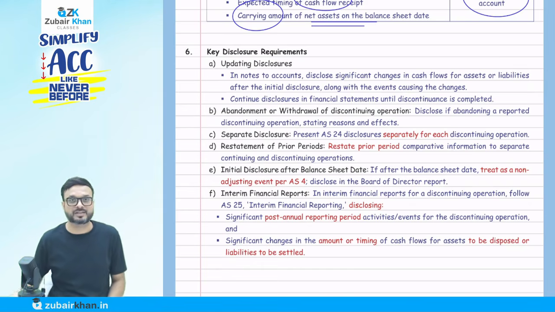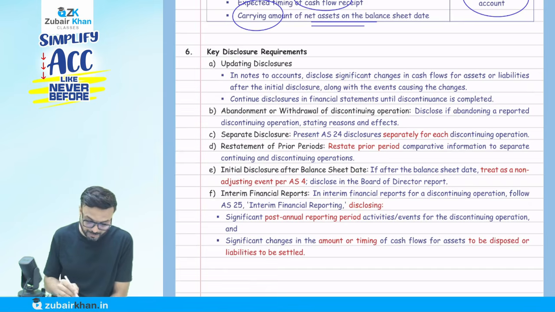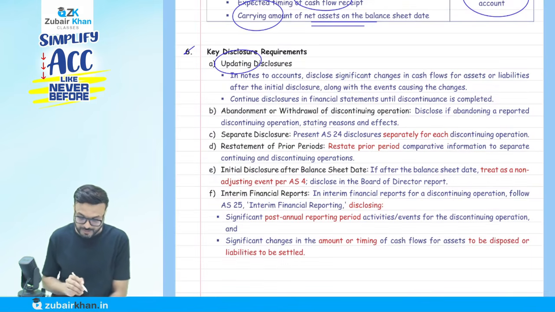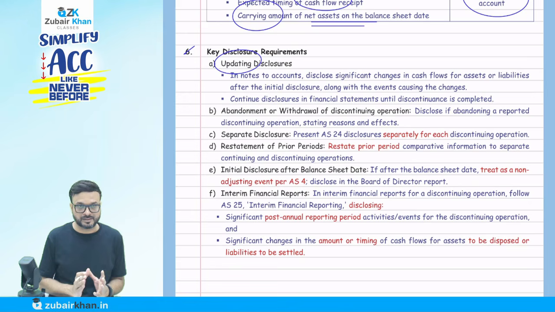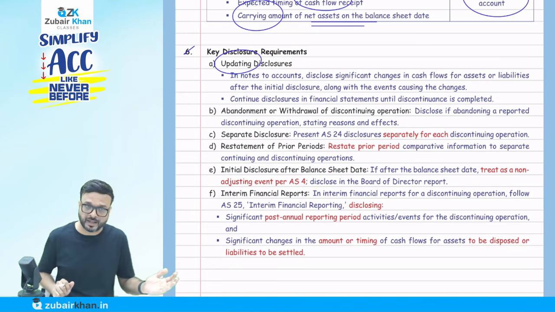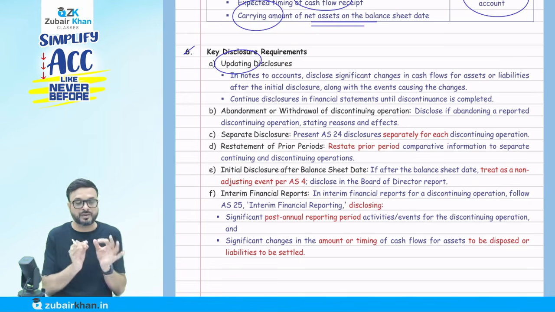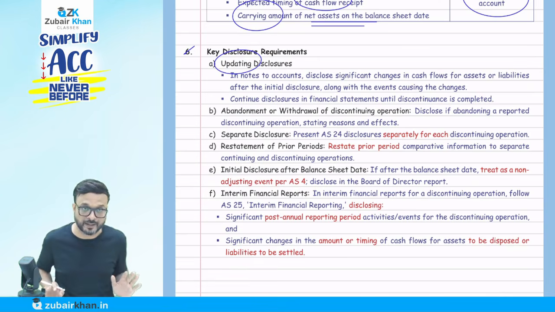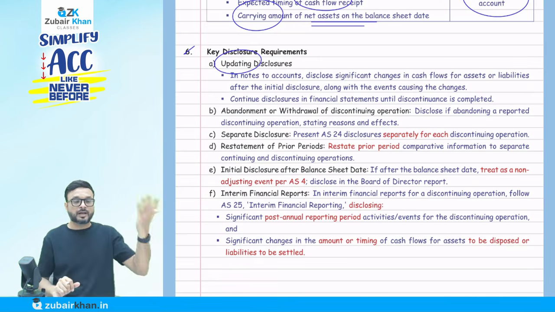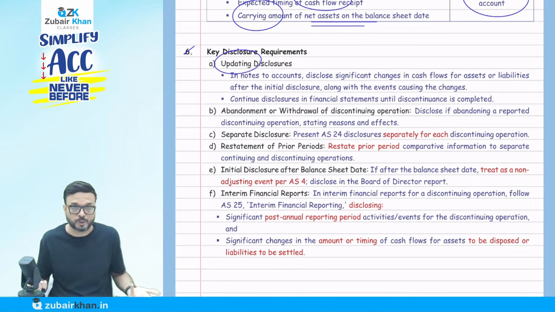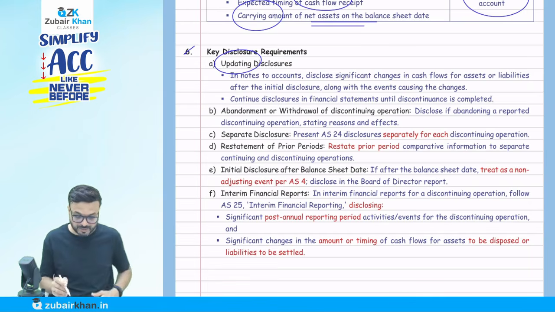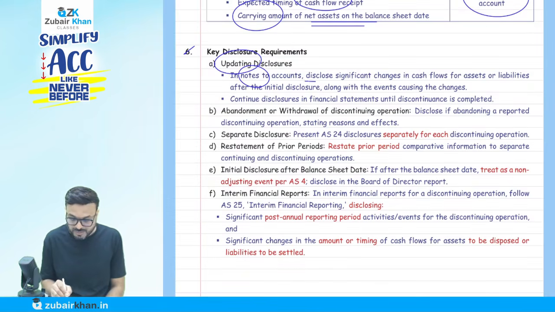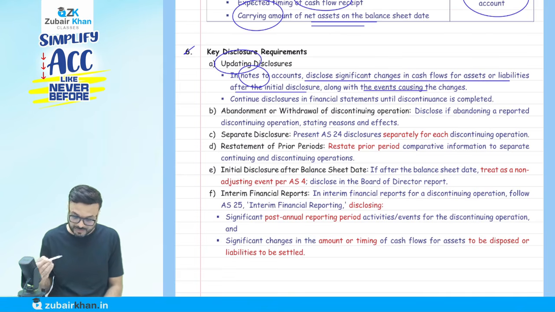The last point is an important key disclosure requirement: updating disclosure. What happens? It might happen in the first year, if it is piecemeal, that it is going to take time. So the initial disclosure is made when 31st March comes, and we disclose whatever is mentioned that year. But next year, when 31st March comes, the operation is still not completely disposed of. So change in the information might come, so we have to update the disclosure. They say in the notes to account, disclose significant changes in cash flow for assets or liabilities after the initial disclosure, along with the event causing the changes.